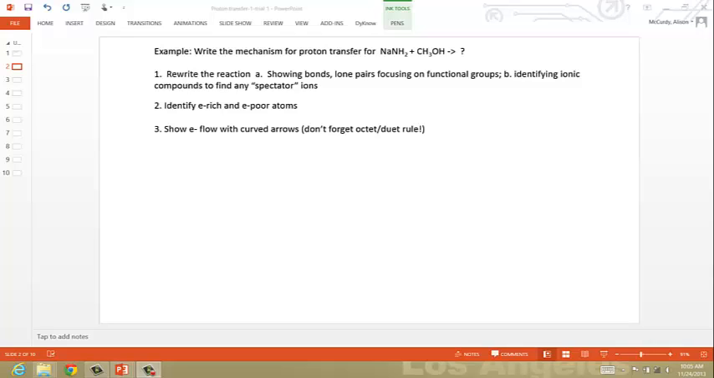ions. Spectator ions are ions that, as they sound, just watch what's going on. They don't participate, so they can be ignored. So anytime you see something that's an ionic compound, often one of those ions is just there to be a counterion to make the total thing neutral. And so we want to do that.